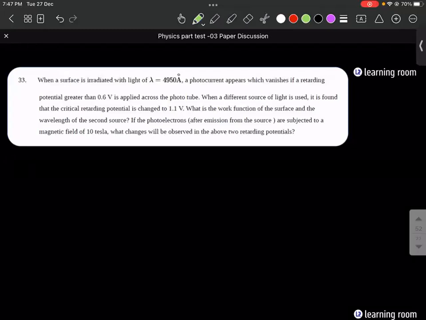When a surface is irradiated with the light of this much wavelength, the photocurrent appears, which vanishes if a retarding potential greater than 0.6 volt is applied across the phototube. When a different source of light is used, it is found that the critical retarding potential is changed to 1.1 volt. What is the work function of the surface and the wavelength of the second source? If the photoelectrons are subjected to a magnetic field of 10 Tesla, what changes will be observed in the above two retarding potentials?